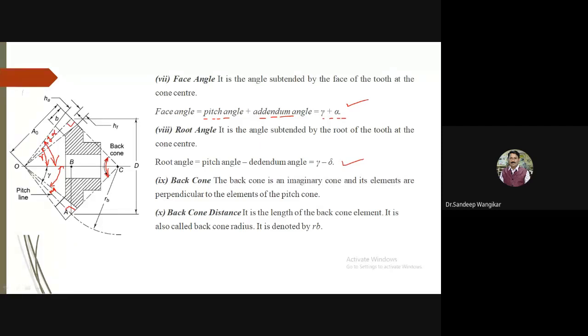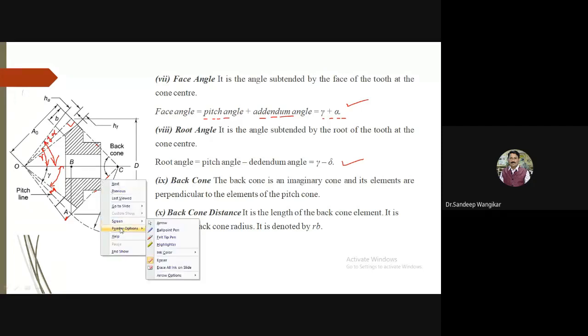Okay, so the back cone is an imaginary cone and its elements are perpendicular. Whatever this gear shape, I can highlight here. Like this, the back cone is formed, and the same element is taken from the other side also. And the back cone, very important, its elements are perpendicular to the elements of the pitch cone. We require this relation while calculation. Okay.